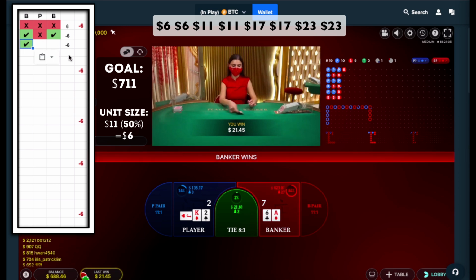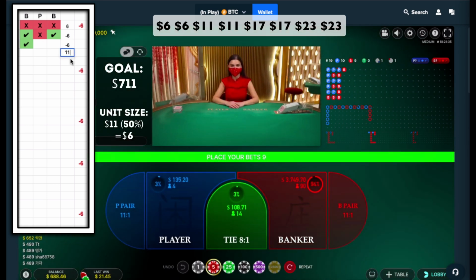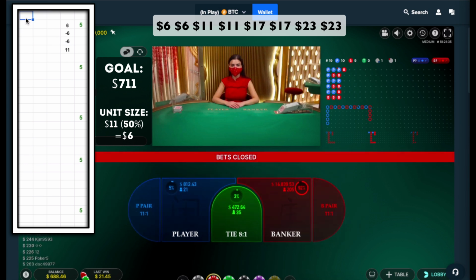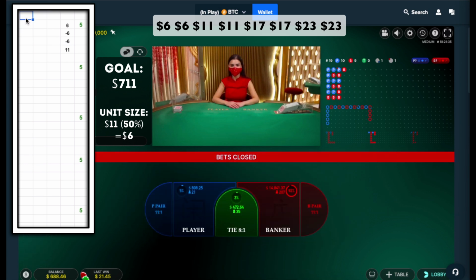Perfect, we do get the check mark. Plus 11. And since we hit, we can clear everything and look for a new 3 pattern. After a win, we move 1 to the left, so we are at the second bet of the progression, $6. So I'm going to wait for a new pattern here.